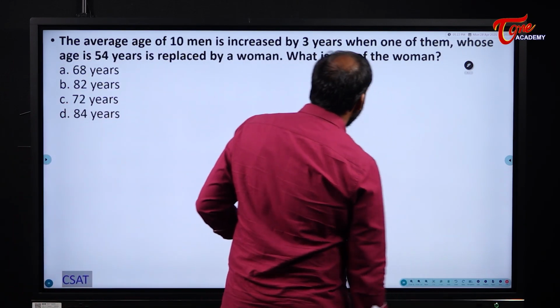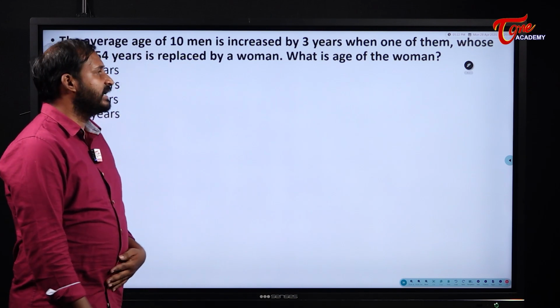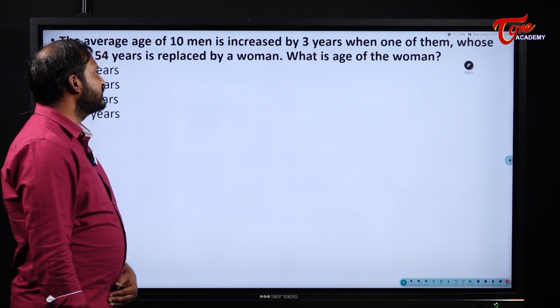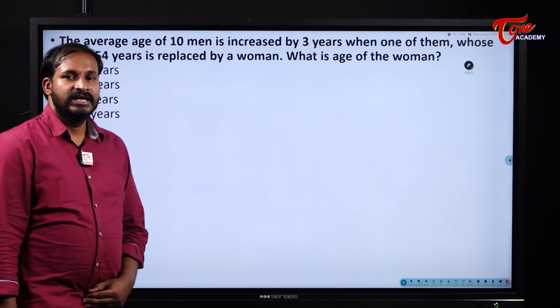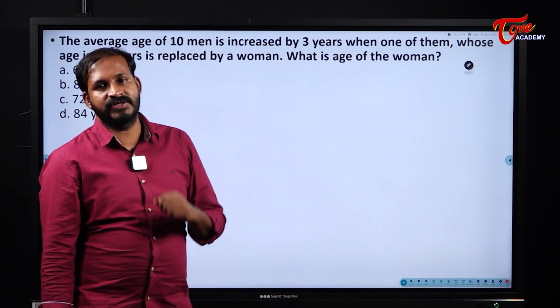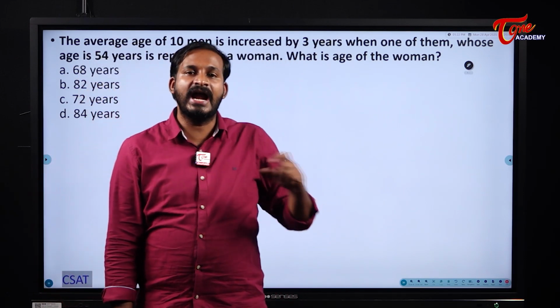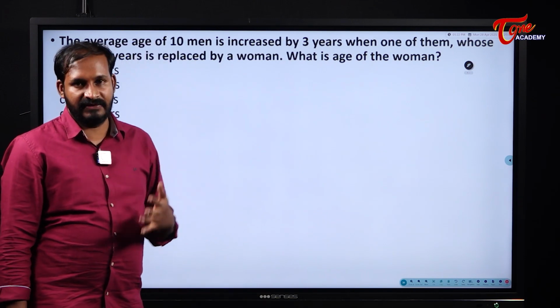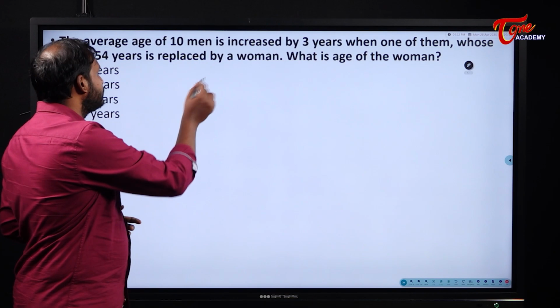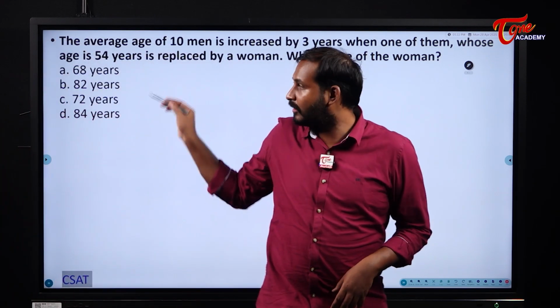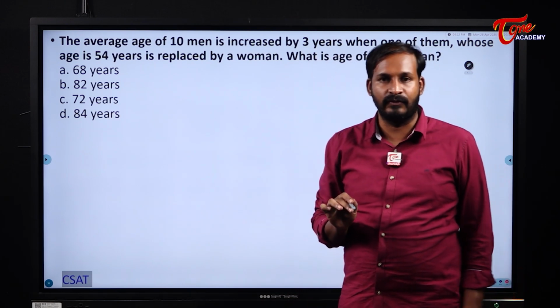Next one. The average age of 10 men increased by 3 years when one of them, whose age is 54 years, is replaced by a woman. What is her age? Now see here, students, if the average is increasing, the newly added person's age will be greater than the previous one's. So our answer will be greater than 54, and anyway all the options given are greater than 54. Put that aside.